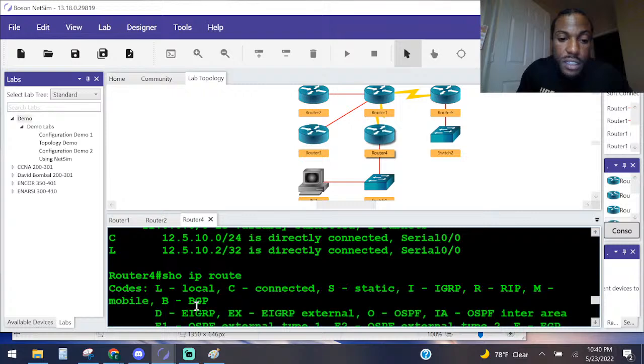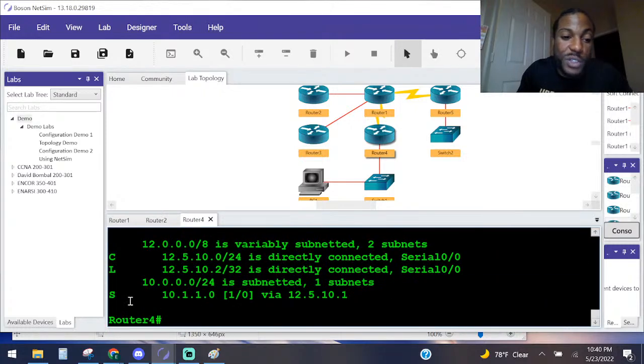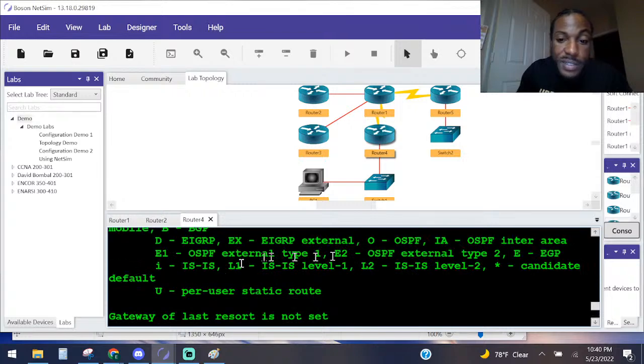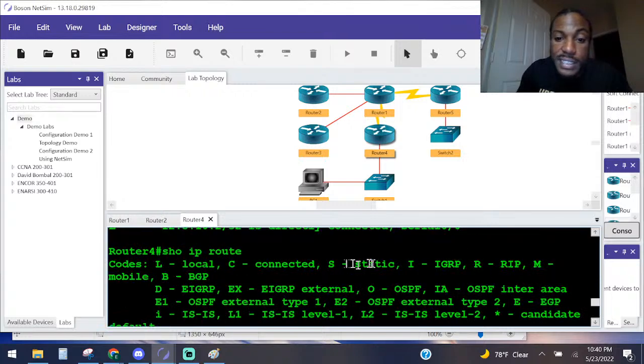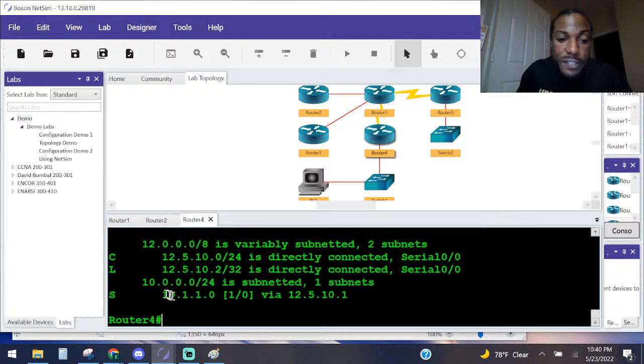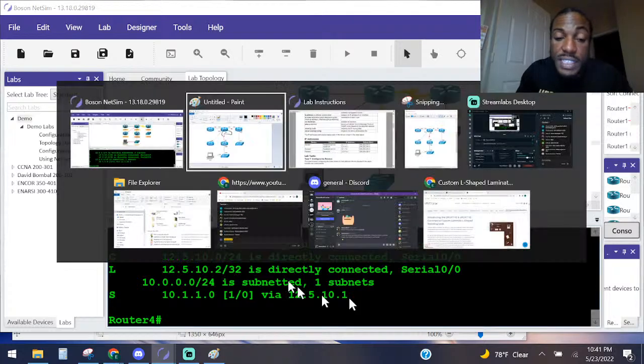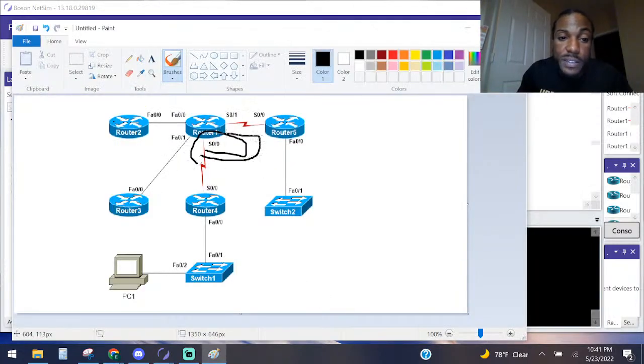2 hours later. And then the static route showed up right there, and it's indicated by this S right here. We look at the legend and it tells us right there, S stands for static. We also have the network. This 1 indicates the administrative distance. Static routes, the administrative distance is 1. And then the 0 is the metric. Via what? The next hop. The next hop is 12.5.10.1, which is that right there.